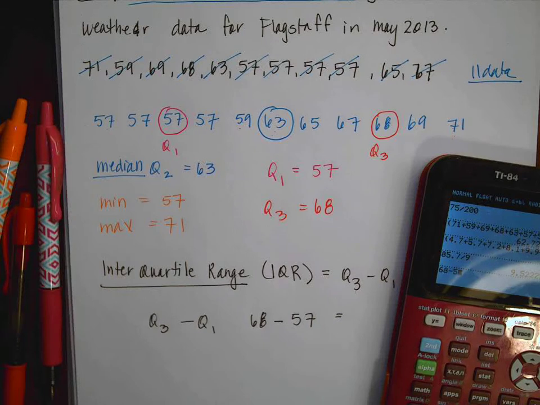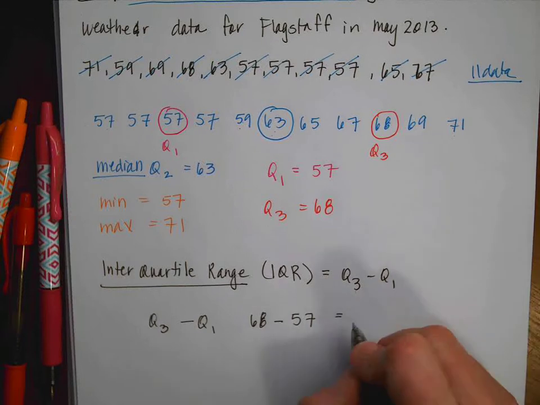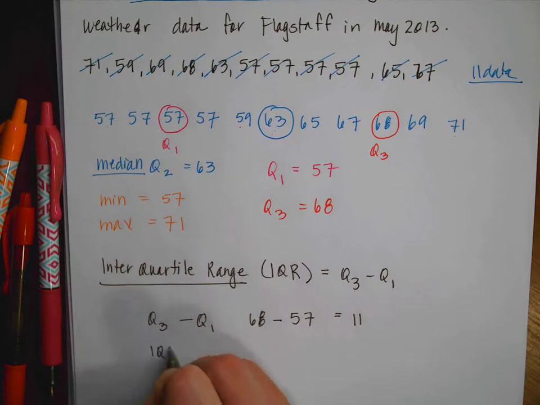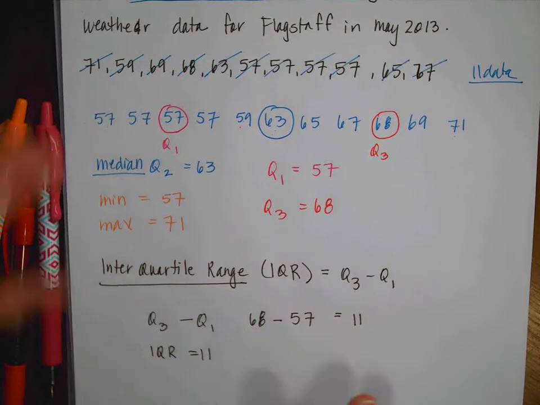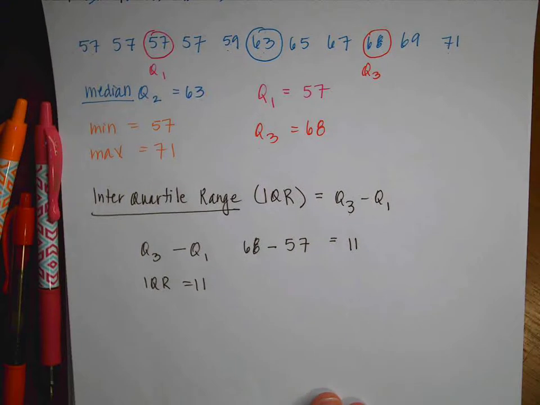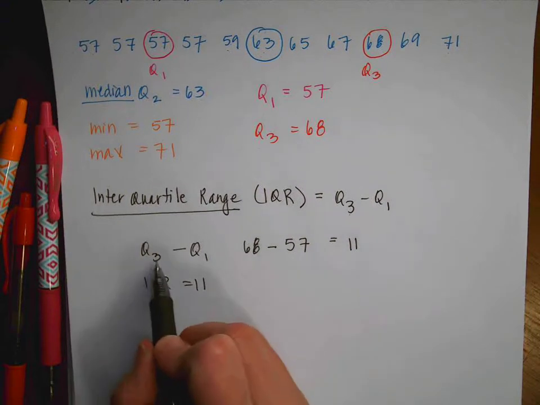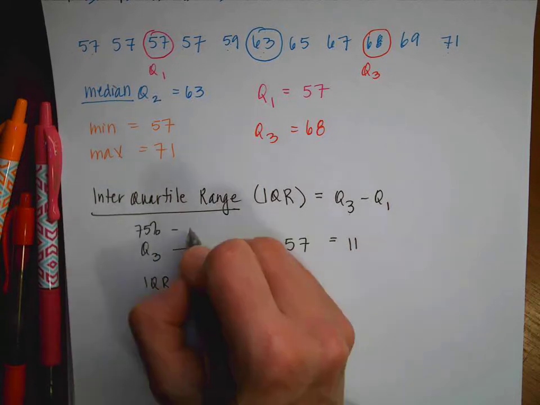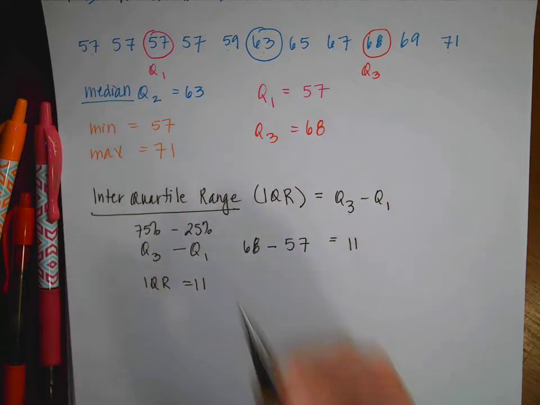68 minus 57, and my interquartile range is 11. So then I would report that my interquartile range is 11. Interesting thing, if you think about your interquartile range, is that I'm looking at the 75th percentile minus the 25th percentile. So remember, that's what those numbers represent.